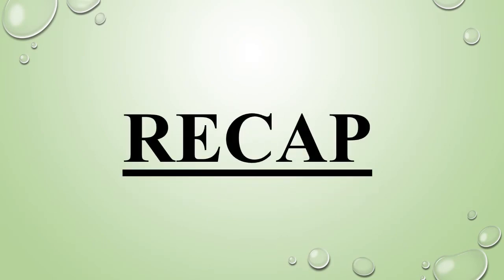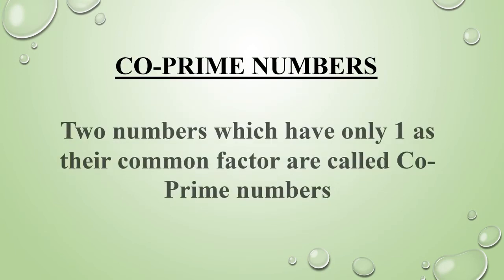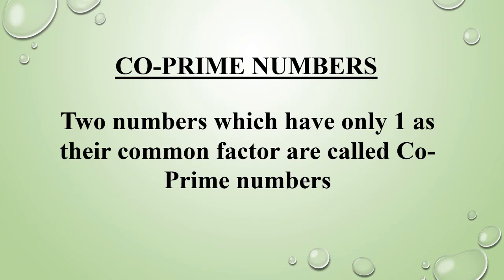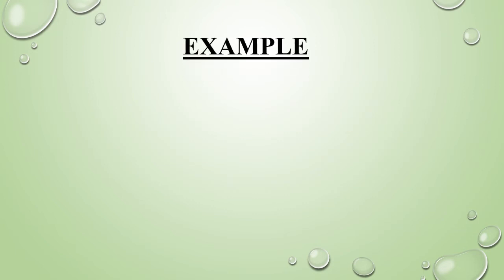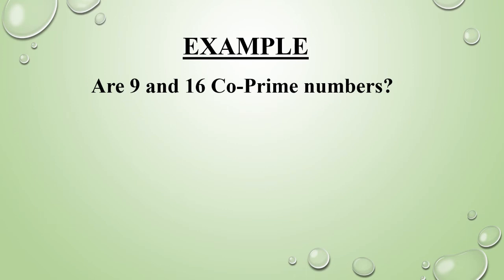Let's have a quick recap of the topic co-prime numbers. What are co-prime numbers? Two numbers which have only one as their common factor are called co-prime numbers. Let's have an example. We want to find out whether 9 and 16 are co-prime numbers.